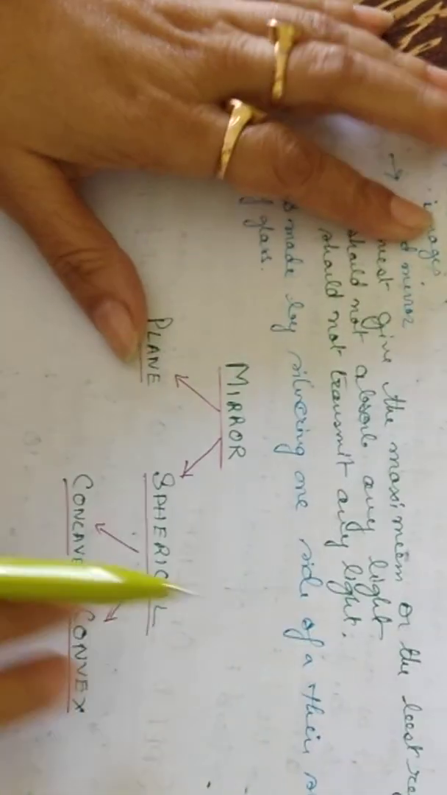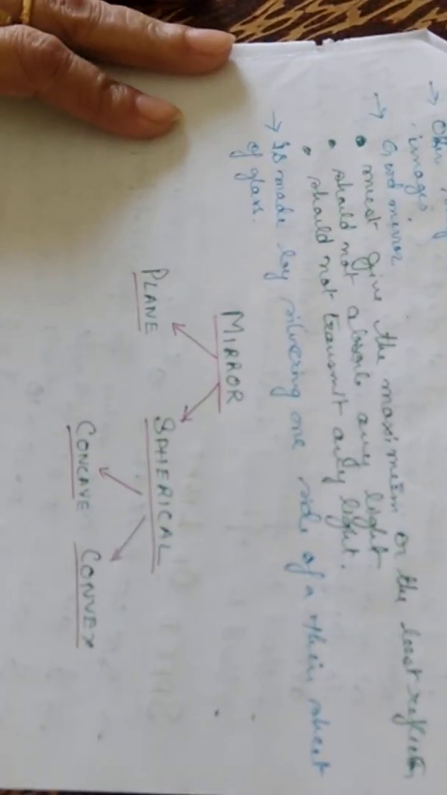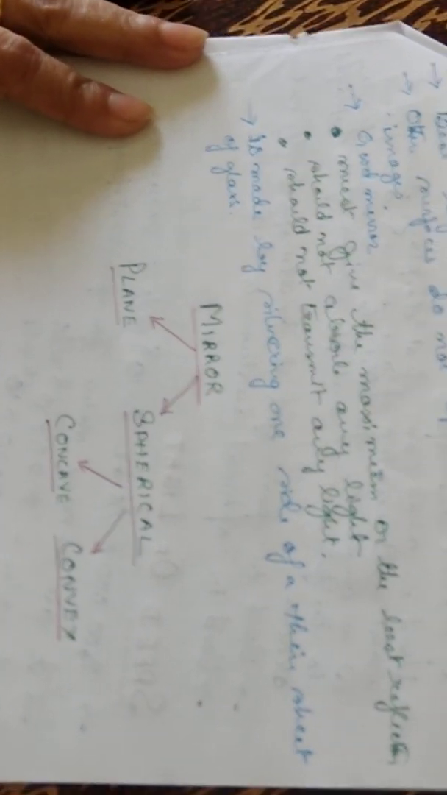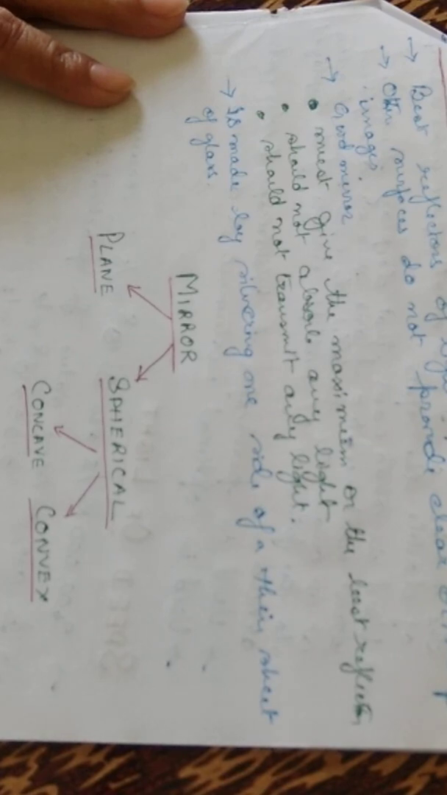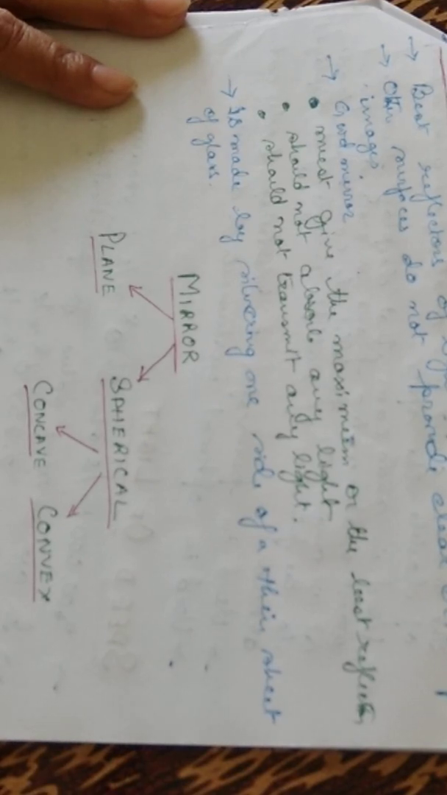Then we come to mirrors. A mirror is the best reflecting surface of light. Other surfaces do not provide such clear or sharp images like the mirror. A good mirror should give the maximum, the best reflection. It should not absorb any light, and it should not transmit any light.